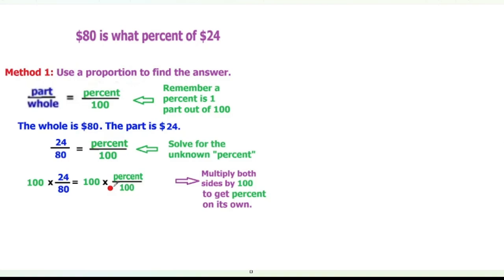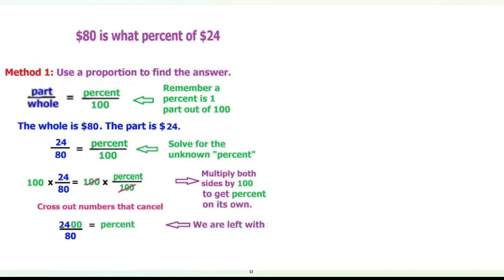So these hundreds cross out. They cancel each other out. Now we're left with percent equals 2400 over 80. Multiplying 24 by 100, you just add on two zeros to the 24, and that gives you 2400. So percent is now isolated. Now we can just calculate 2400 over 80, and the percent equals 30%. So $80 is 30% of 24.